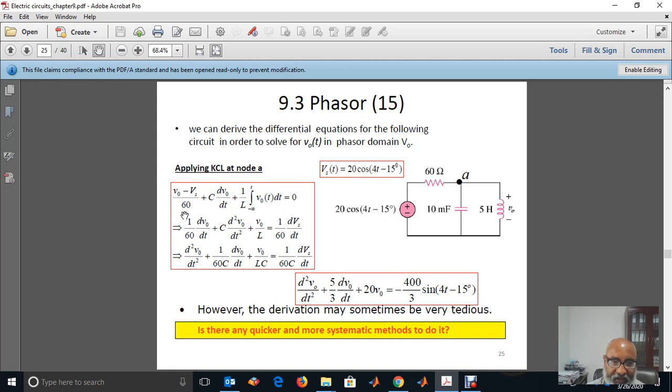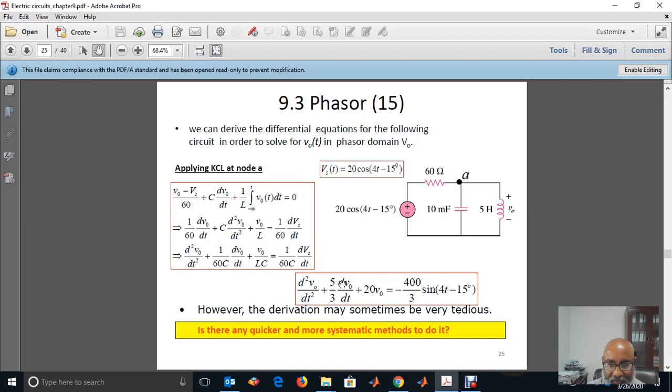So Vo minus Vs divided by 60, the resistance, is the current leaving this node, plus the current passing through the capacitor, C dVo by dt, plus the current through the inductor, 1 over L times the integration from minus infinity to t of Vo(t) dt, is equal to 0. And this is a combination of integration and derivative. If we take the derivative one more time, we get this, and rearranging, we finally get the second order differential equation.